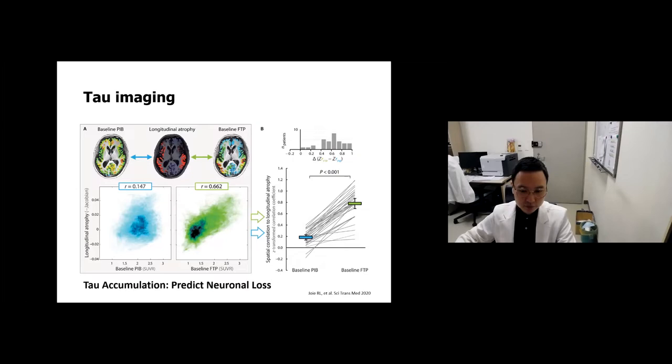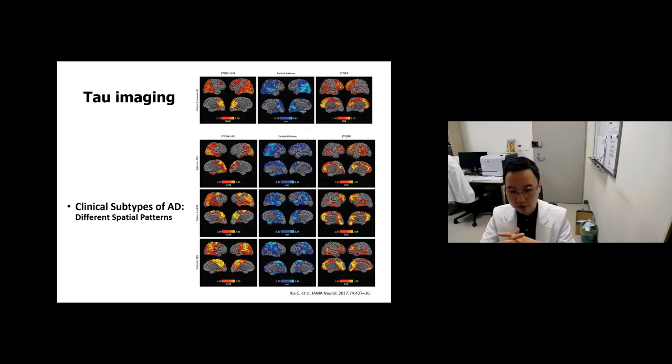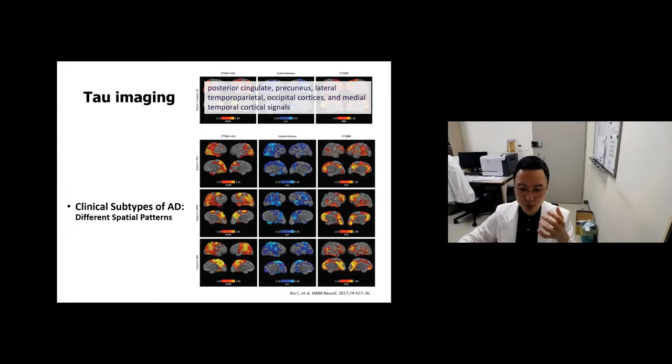Furthermore, this study showed that the underlying clinical phenotype of Alzheimer's disease was associated with the regional distribution of the tau PET agents. In the typical AD group, high uptake was observed bilaterally in the posterior cingulate, precuneus, lateral temporal, parietal, occipital cortex, and medial temporal cortex, which is consistent with Braak stage 5.